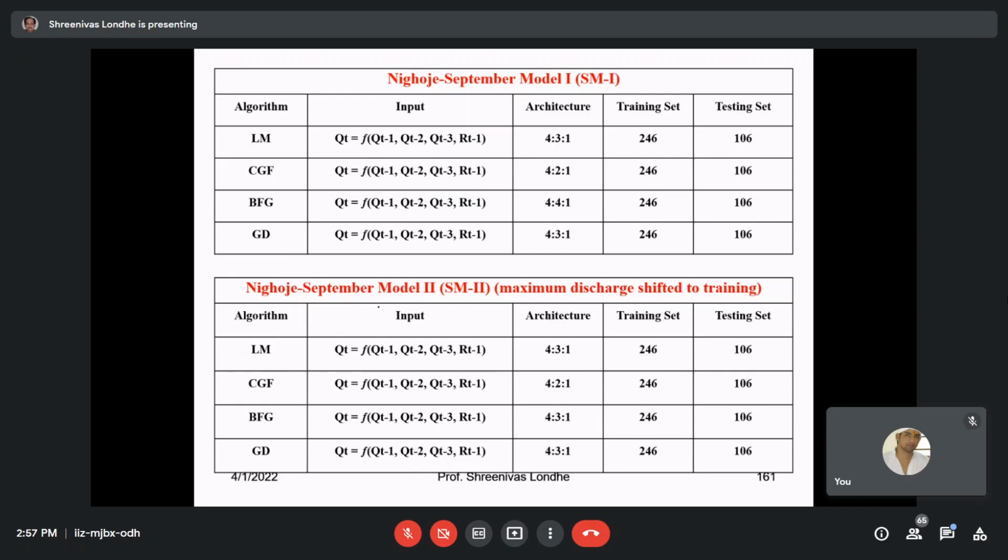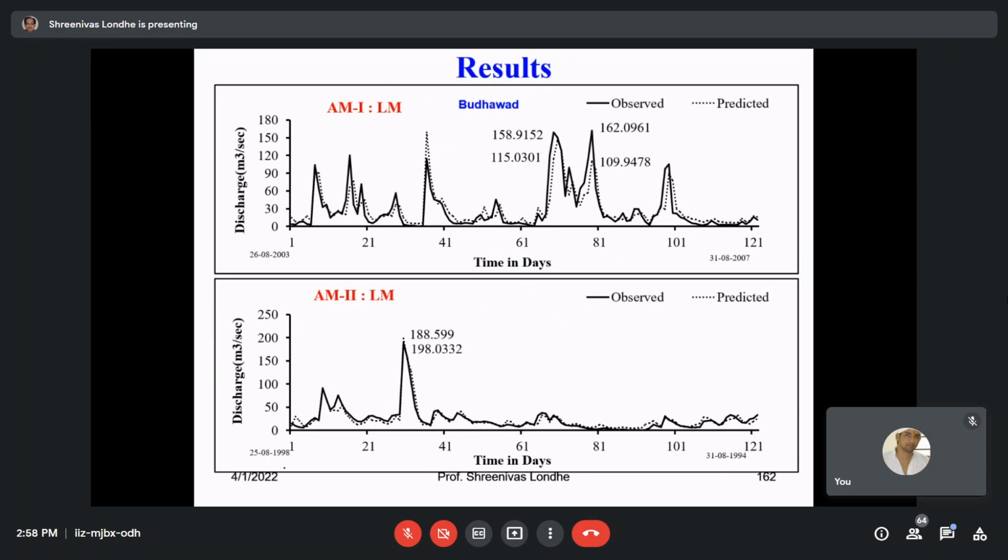And there is another model, Nigose September model, with maximum discharge shifted to training. Why this is so? There are so many reasons. Let me only tell you that the value of the highest discharge, which was there in the testing data set, was shifted to the training data set. There was a reason behind that. We will see the benefit of this. It happened that the results of this model were easily picked up after we did this exercise. Let me not go into further details of that. Let me just show you the results.